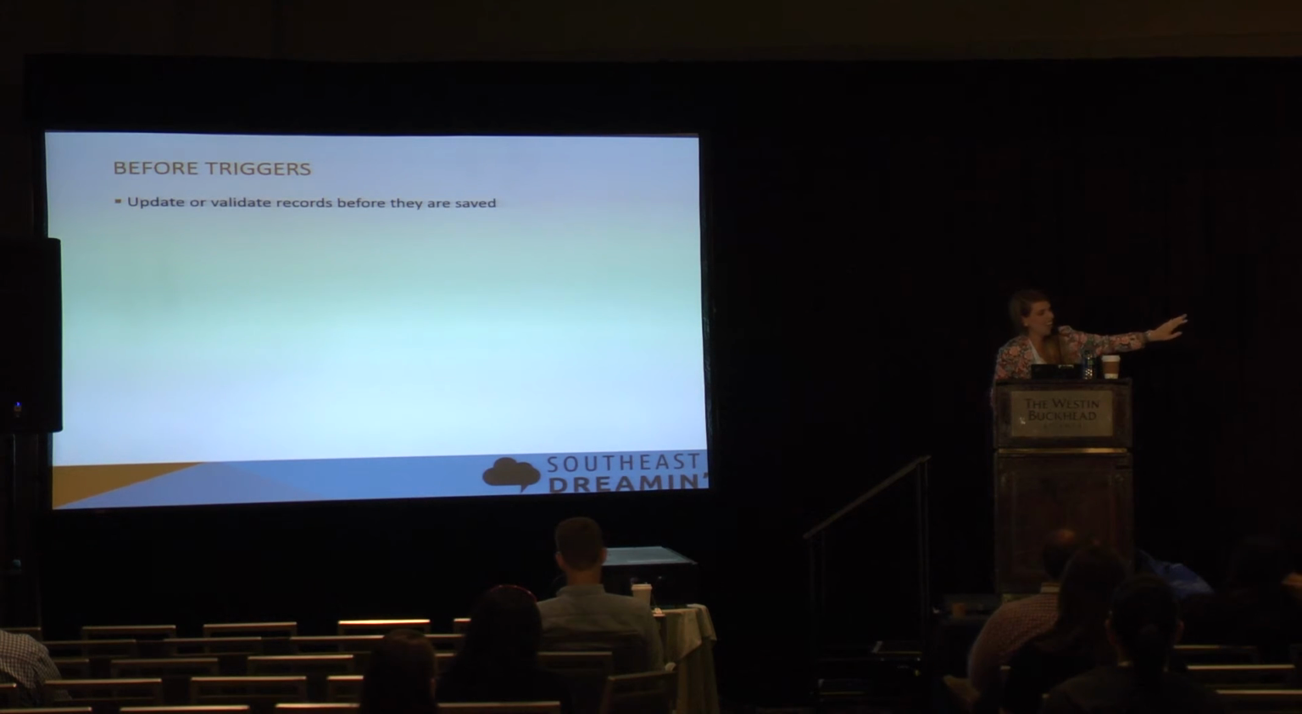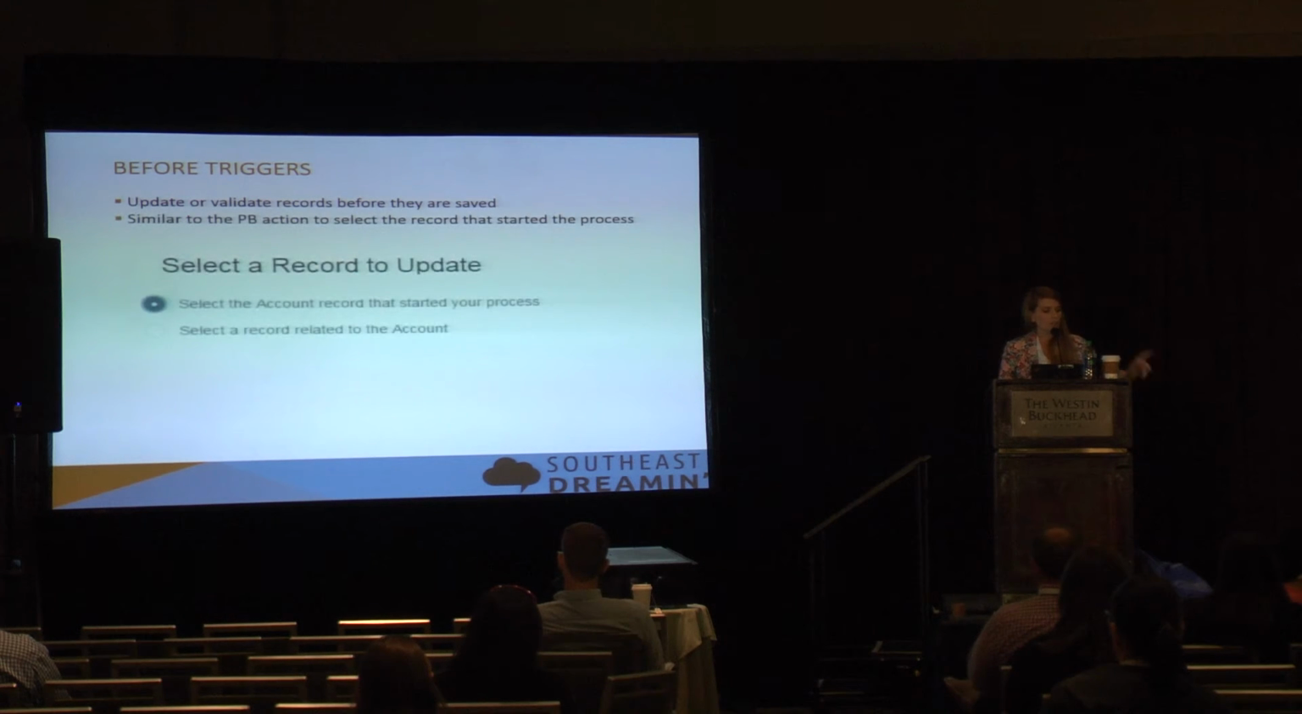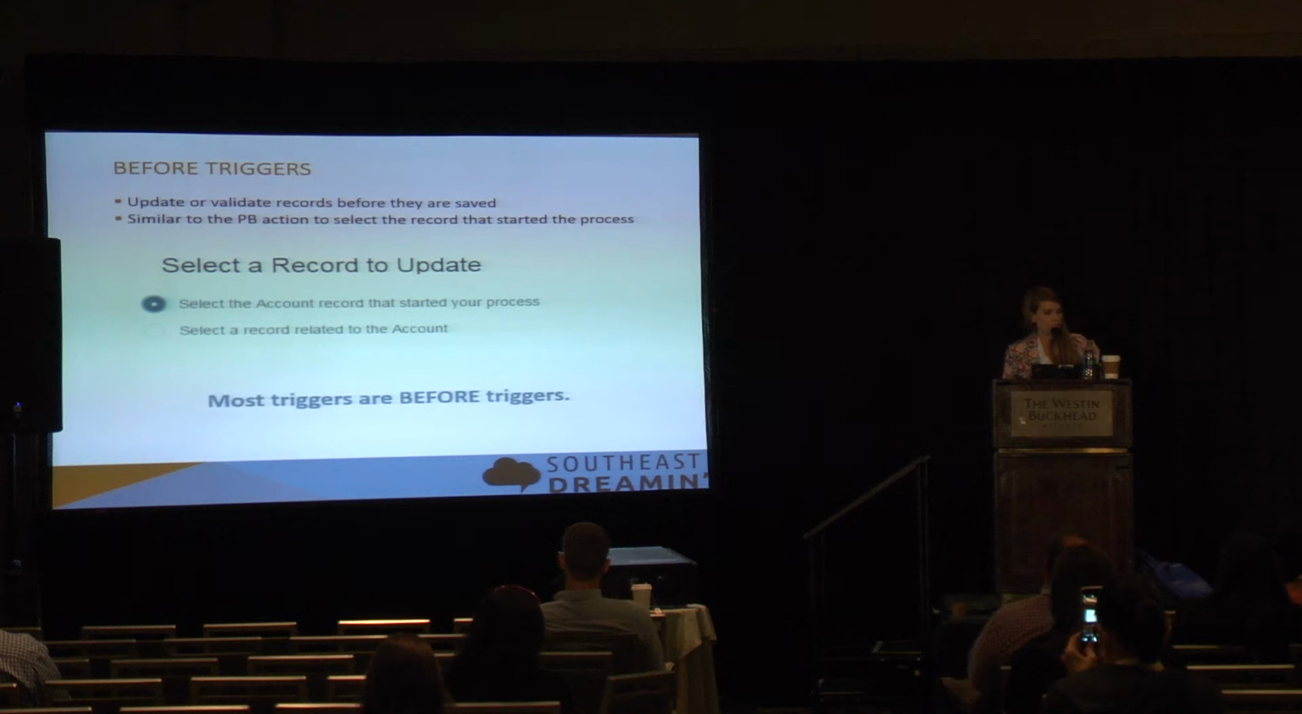It's bad. So before triggers update or validate records before they're saved, they're similar to this thing in the process builder. Remember, select, have you all seen this? Okay, cool. So when we say select the account record that started the process, we're selecting the same thing. So that's the tooth. We're actually touching that same tooth that we put the bracket on. So that's our before trigger.